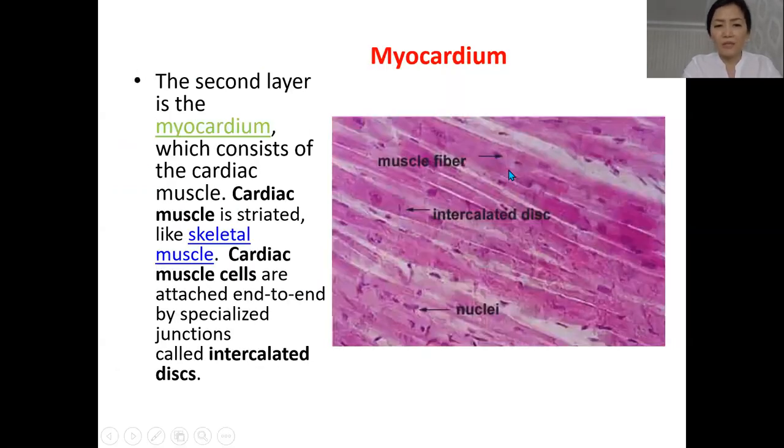Myocardium, we said, is the middle layer, or you can say the second layer, which consists of cardiac muscle. Cardiac muscle, if you remember, is also striated muscle, like skeletal muscle, but it has special intercalated discs, because cardiac muscle cells are connected to each other by special junctions, the intercalated discs.